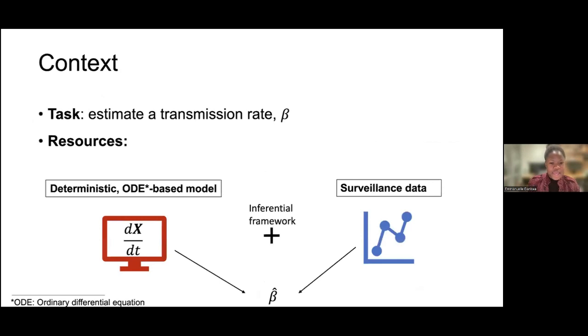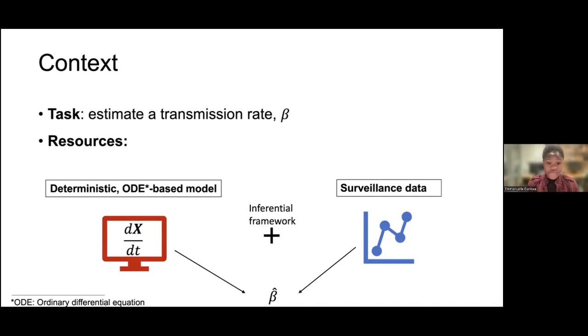Okay. So let's start by establishing the context. We are dealing here with ordinary differential equation models of the deterministic nature, and we are assuming that we observe some data and we seek to estimate a parameter, say the transmission rate. Now, typically, you will combine an ordinary differential equation model or any epidemic model of your choice, but here we are limiting it to ODE-based models, and some surveillance data within an inferential framework.